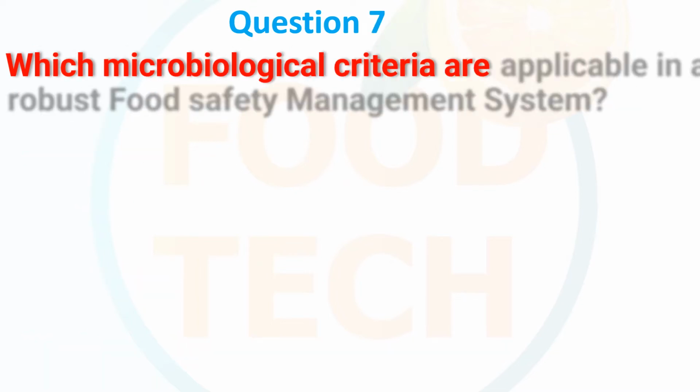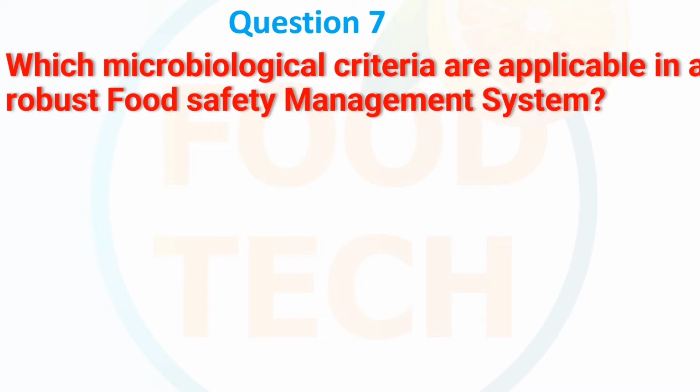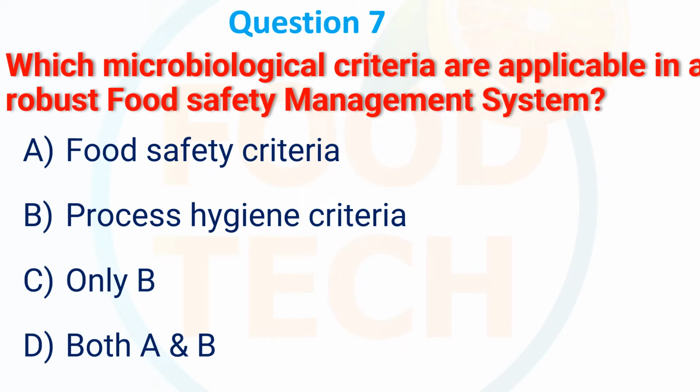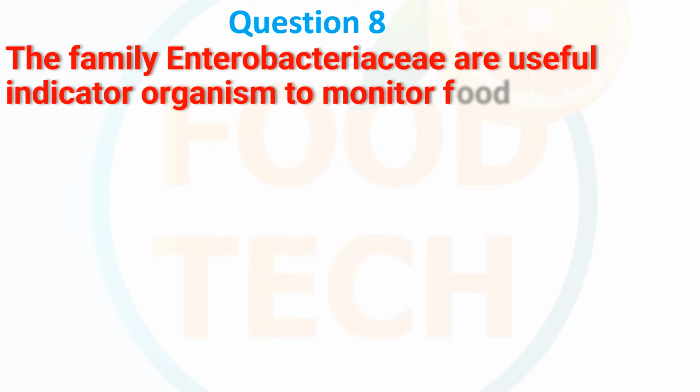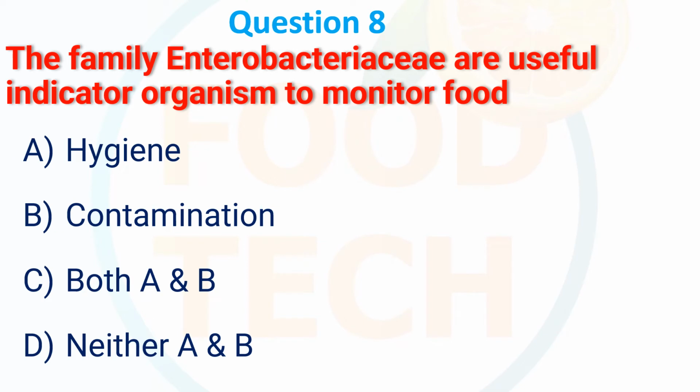Which microbiological criteria are applicable in a robust food safety management system? A, food safety criteria. B, process hygiene criteria. C, A only. D, both A and B. The answer is both A and B. The family Enterobacteriaceae are useful indicator organisms to monitor food: A, hygiene. B, contamination. C, both A and B. D, neither A nor B. The answer is both A and B.